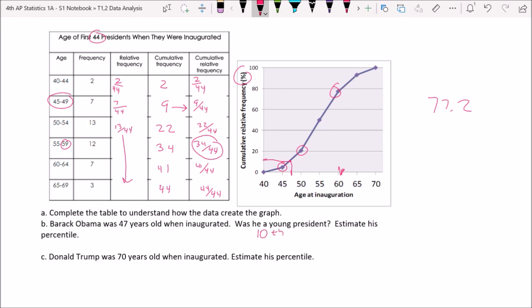Okay, Donald Trump was 70 years old at inauguration. Oh. Okay, so I'm going to say he's the highest out of 45. Only 44 out of 45 were below him. That's about 98th percentile. He's a very old president.